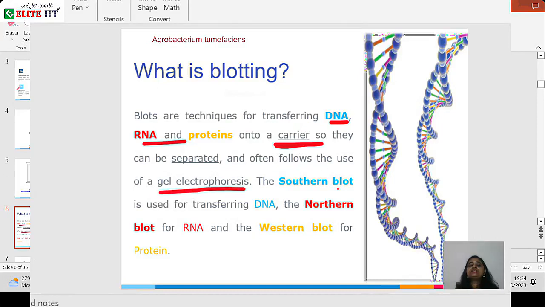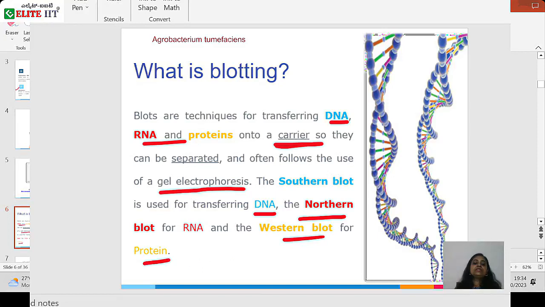Now, before the blotting process, gel electrophoresis is done. After that, from the gel, the proteins or DNA or RNA are transferred to a membrane, a nitrocellulose membrane, PVDF membrane, or other membrane. Separate names are given for the separate molecules. Southern blot is for DNA transfer. Northern blot for RNA transfer. Western blot for protein transfer.